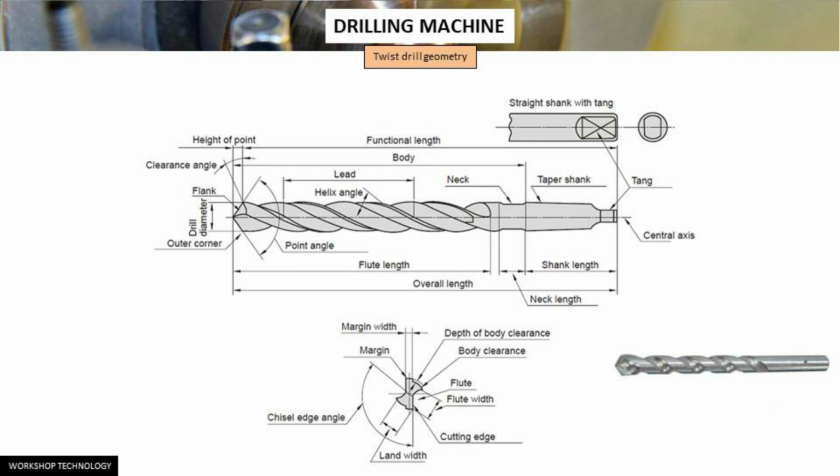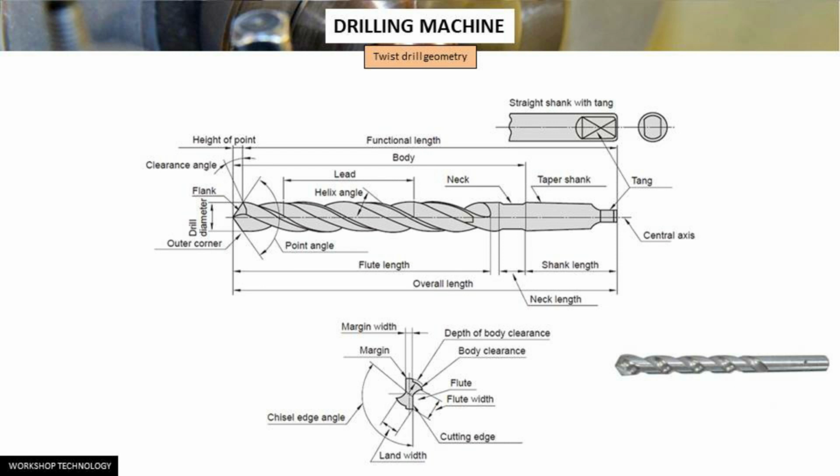Then we have core or web, which is the central portion of the drill situated between the roots of the flutes and extending from the point towards the shank. Lands are the cylindrical ground surface on the leading edges of the drill flutes. The width of the land is measured at right angle to the flute.